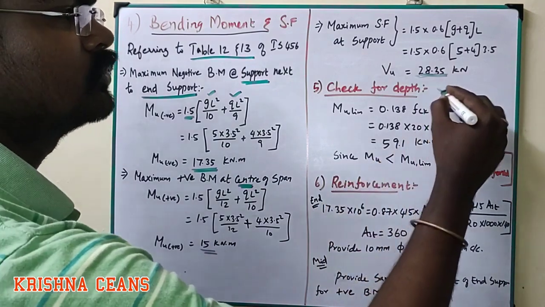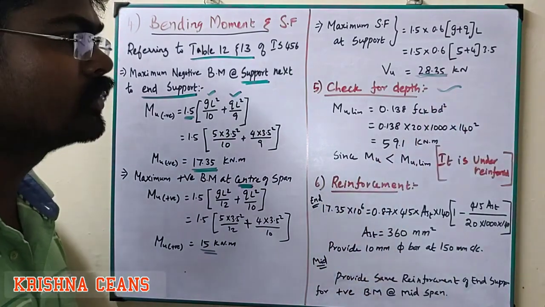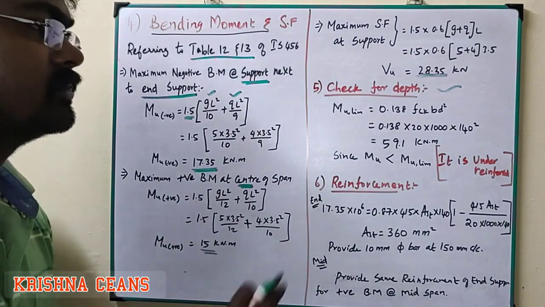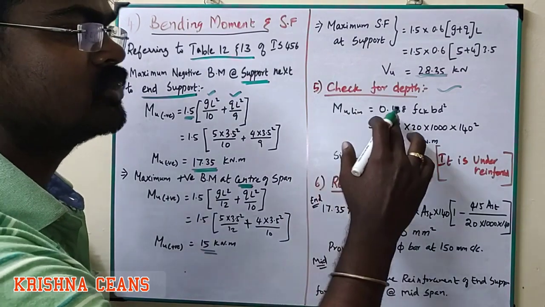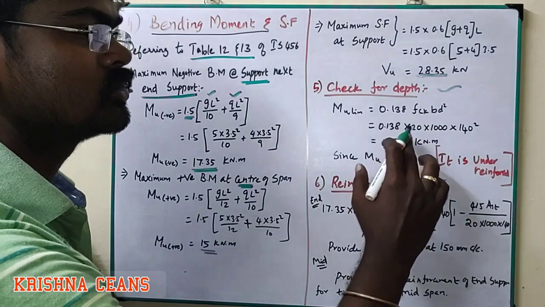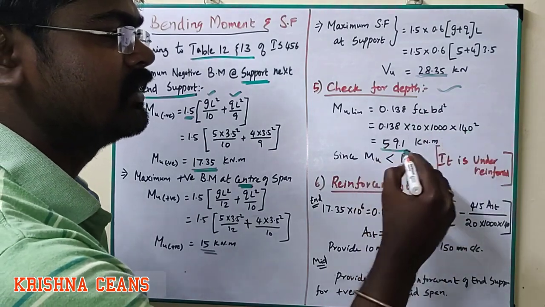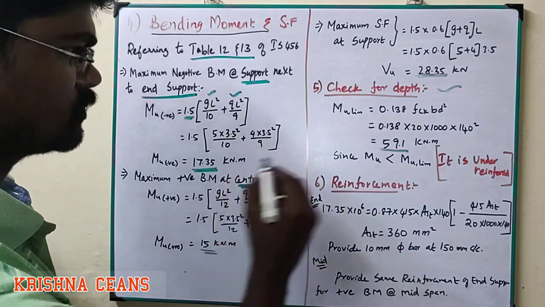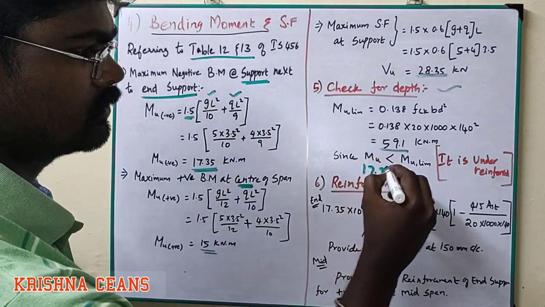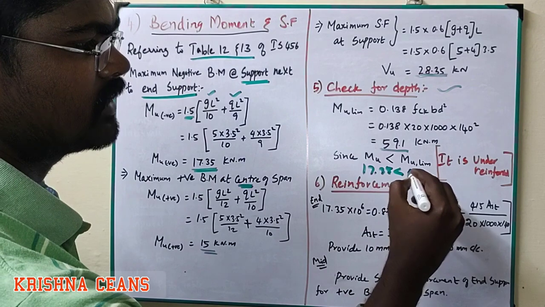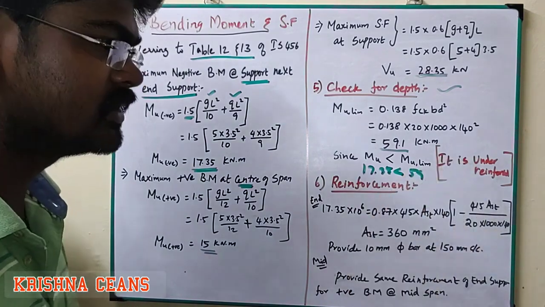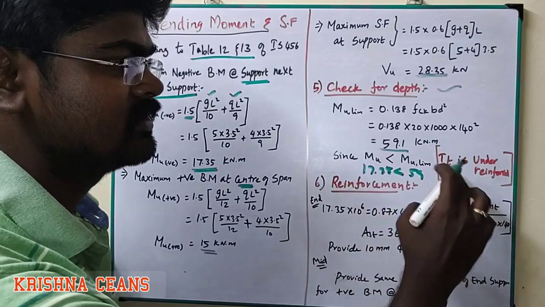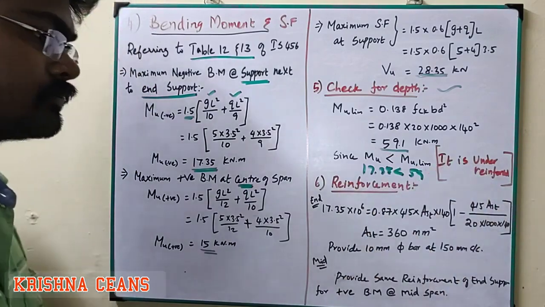So next we will have to check whether the effective depth we found can withstand that. So Mu limit formula 0.138 fck b d square. So substitute all those values, we will get 59.1. So our Mu value here, the maximum is 17.35, which is less than 59. So since Mu is less than Mu limit, based upon our conditions, it is under reinforced.